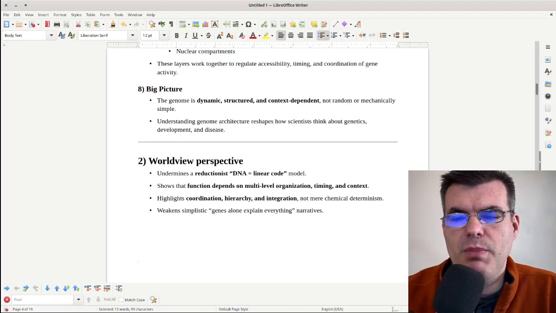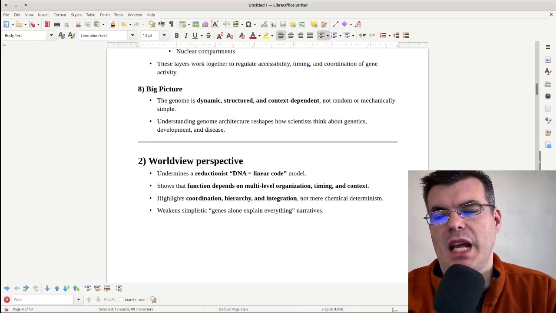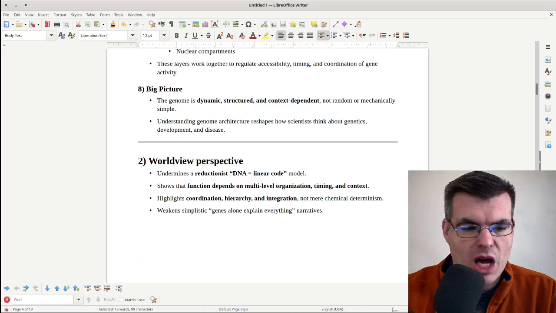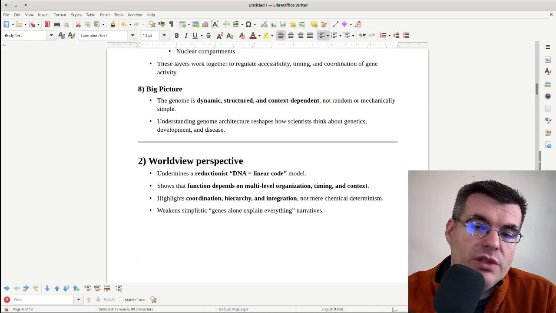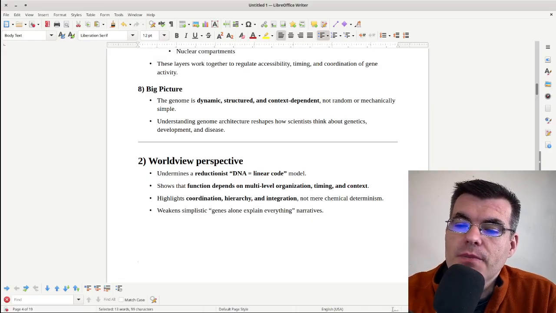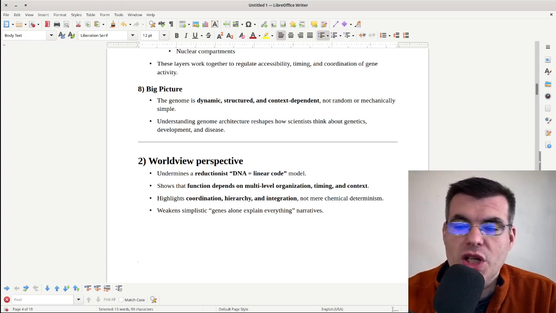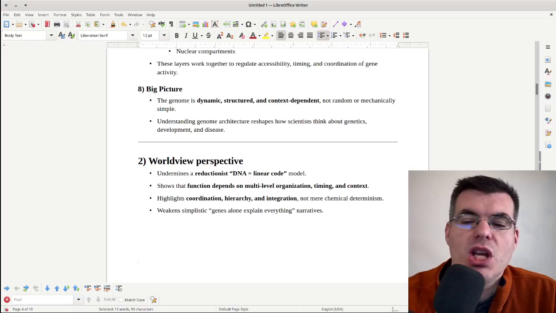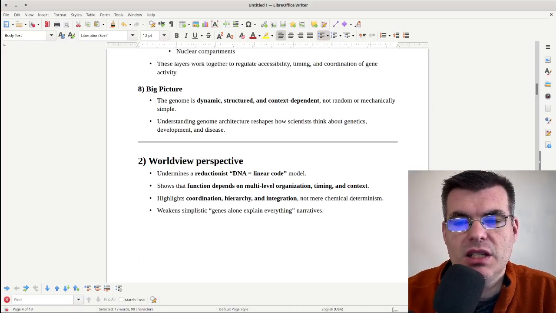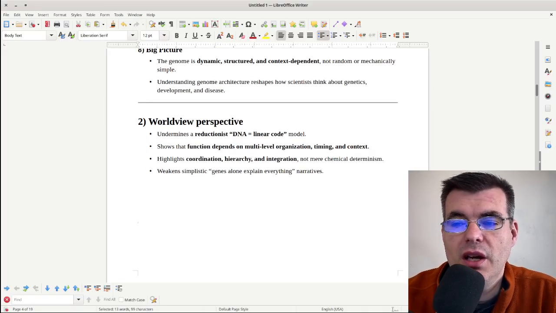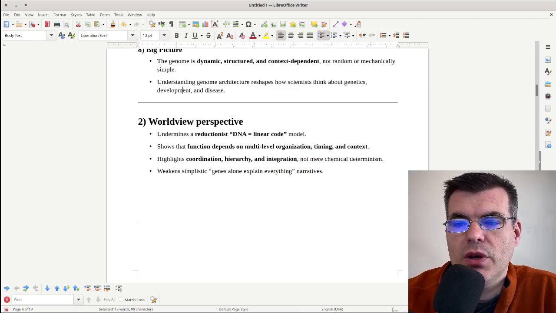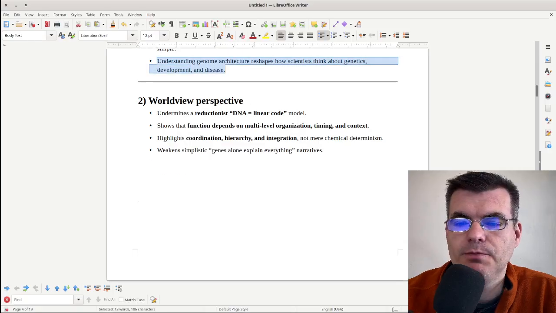All right, the big picture. The genome is dynamic, structured, and context dependent, not random or mechanically simple. It's very complex and integrated. Understanding genome architecture reshapes how scientists think about genetics, development, and disease. And this is super important because the more we understand, hopefully we can solve some of our big disease issues in today's day and age.